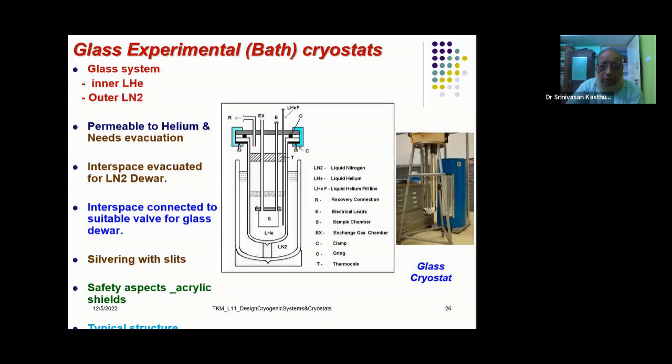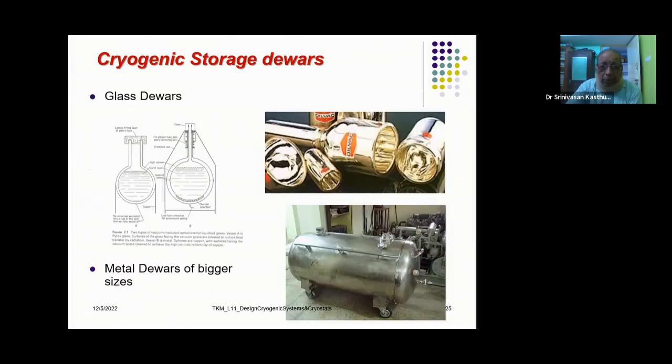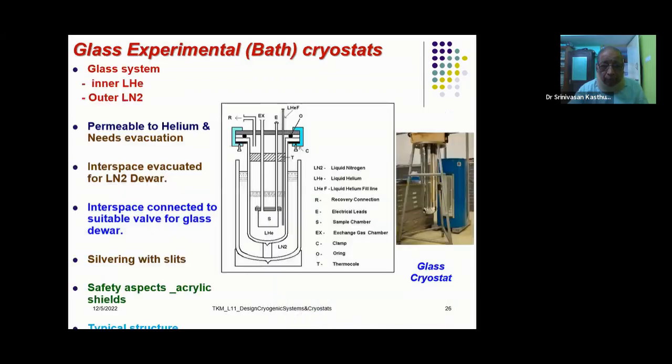This is as far as glass dewars are concerned. Now, if you come to metal dewars, you see here a big metal dewar. In this one, as I mentioned, this is a 220-liter capacity metal dewar. What you are not seeing here is the actual support structure, etc., because you are only seeing the outer vessel, right? Now let's come to the experimental cryostats.